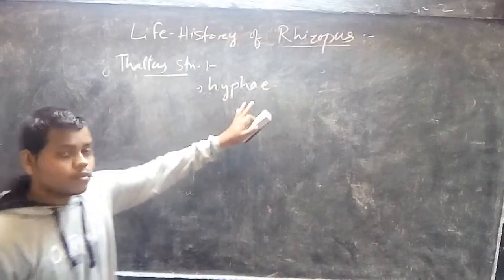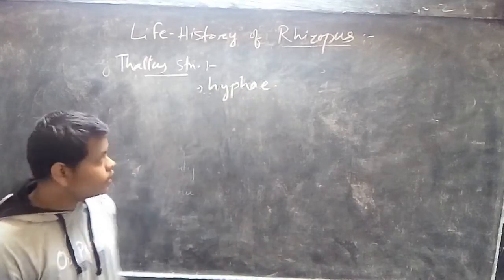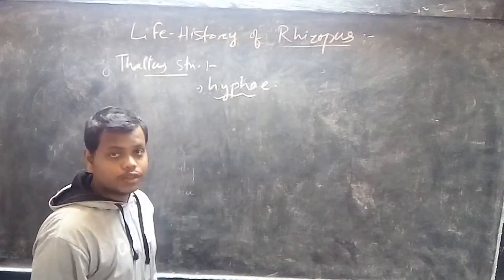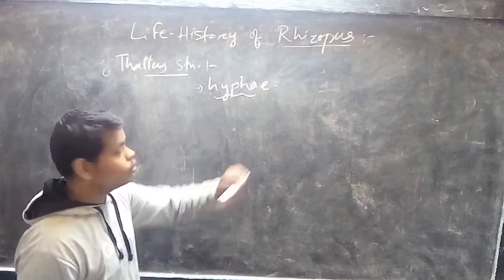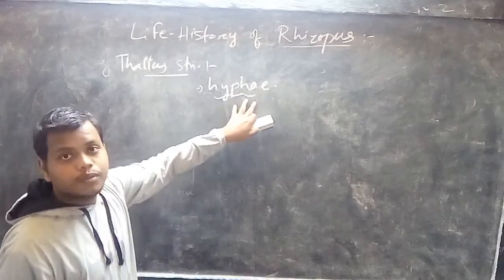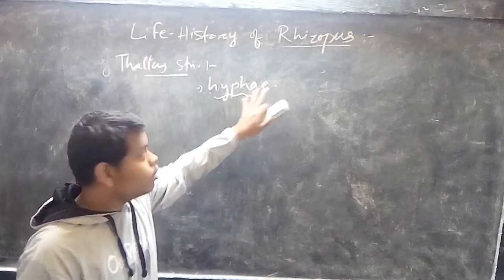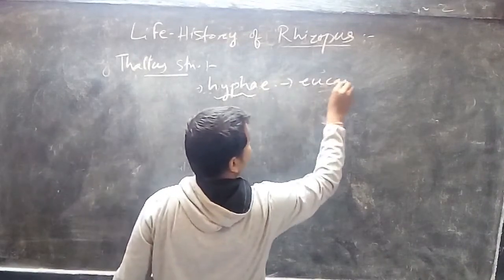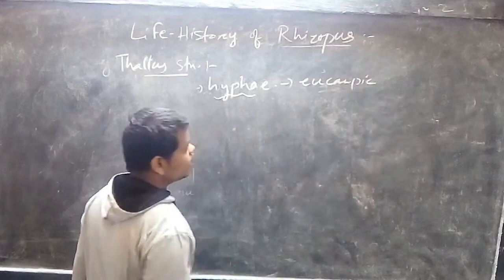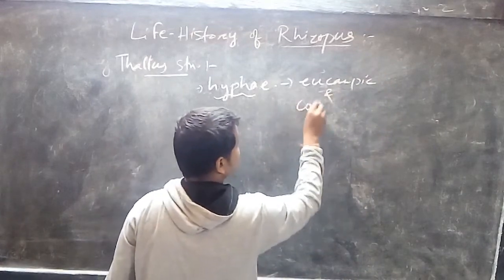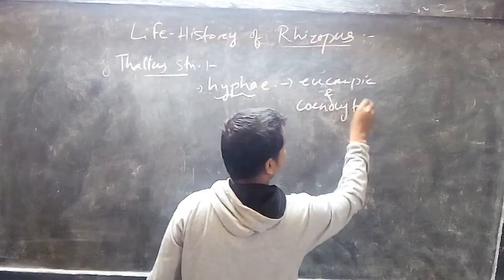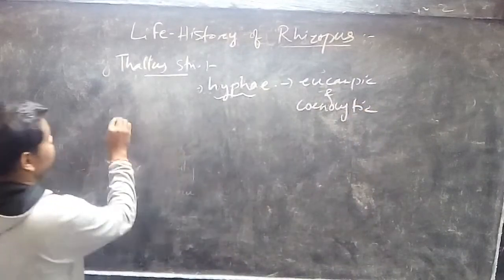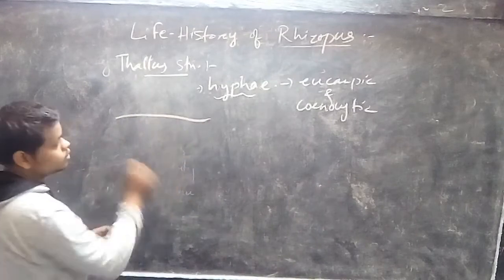These hyphae are generally of three different types, or the hyphae of Rhizopus are classified into three different parts. Before going to those parts, we have to know which type of hyphae these are. The hyphae of Rhizopus are eucarpic and coenocytic in nature. These hyphae are slender tube-like structures.